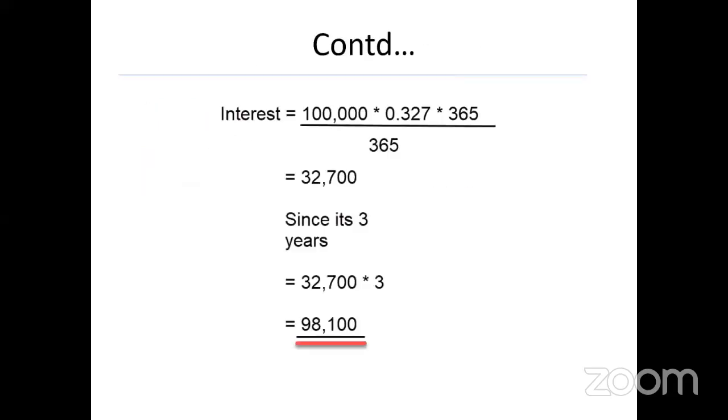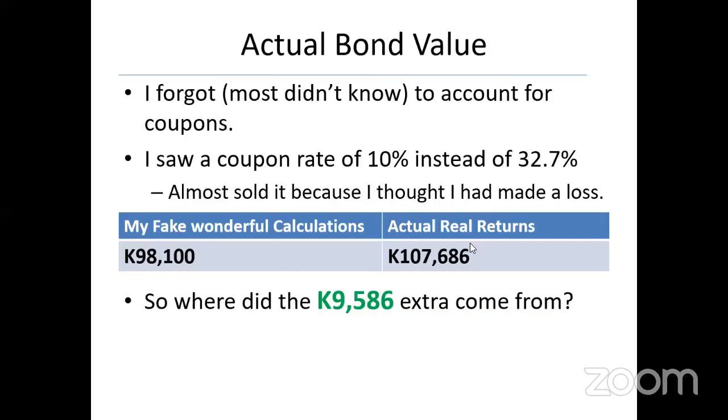So basically this is a screenshot showing you the calculations I did in my head. So I was like, okay, 32,700, since it's 3 years, I'll multiply it by three and then get 98, and then I'll even get my 100 kwacha back. So meaning me, I would have made 198,000 kwacha. That's what I thought. And I was like, oh no, nope, that's not how the bond actually came out.